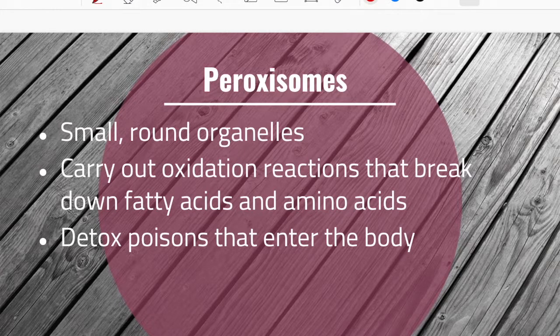Peroxisomes are similar to lysosomes. They carry out oxidation reactions that break down specifically fatty acids and amino acids. So peroxisomes are a specific organelle. They break down only specific things. And one of those things is poisons. So we're breaking down fatty acids and amino acids, very specific in what we break down.